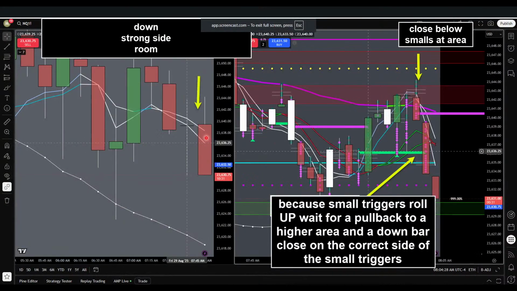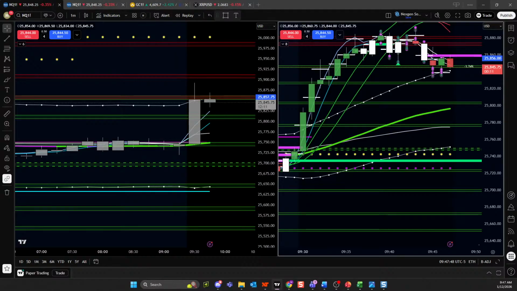First, it's down. There has to be room. Small triggers roll up from trouble typically. There's your area. There's your down bar. There's your close on the correct side. The small chart has reversed into the direction of the large chart advantages. Are there any questions? Guys, that's your trend trade.